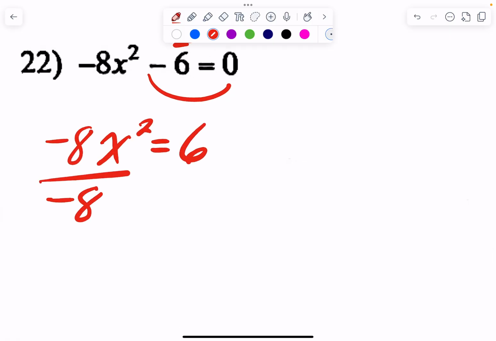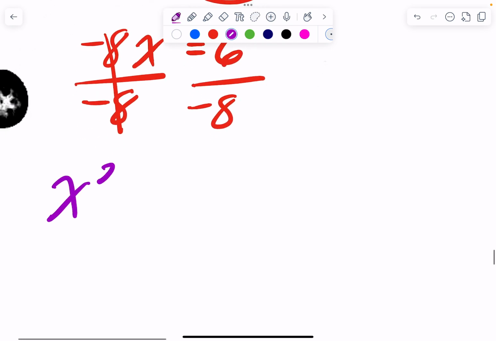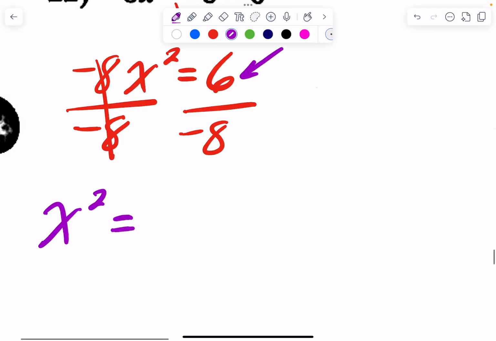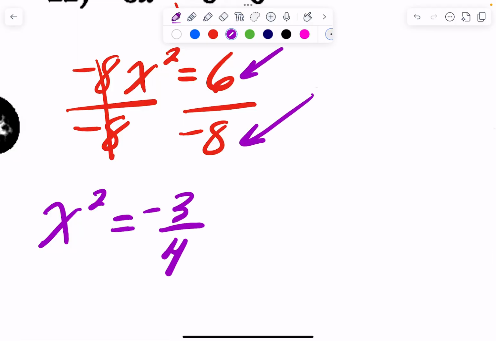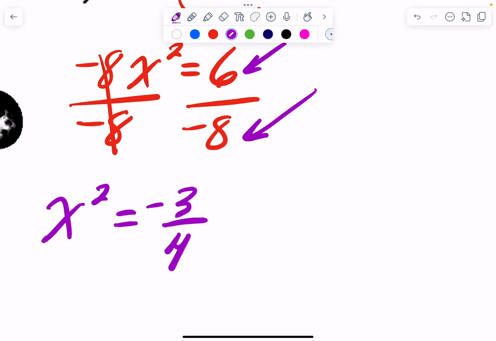Divide by -8. So we have x squared equals, these both divide by 2. So that'd be -3/4. Why did I pull the negative from the bottom to the top? Because we like negatives on top better. You can do that. Think about why.